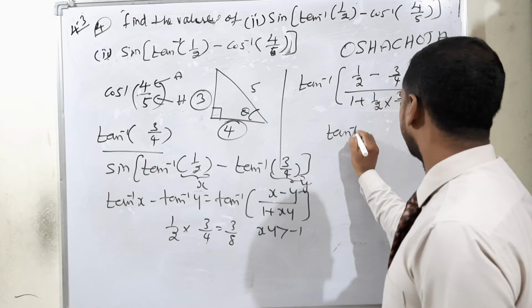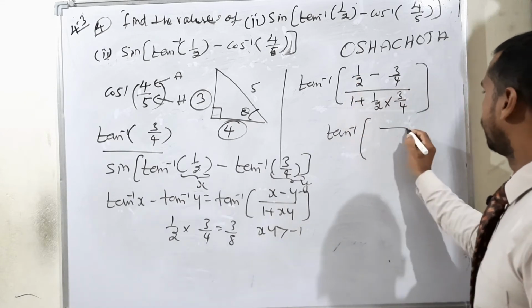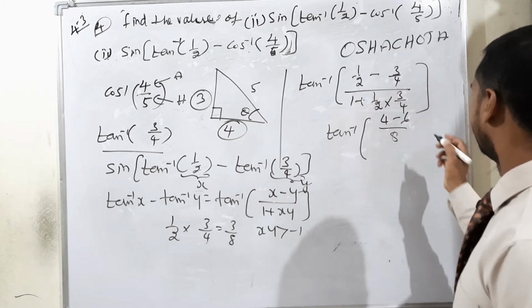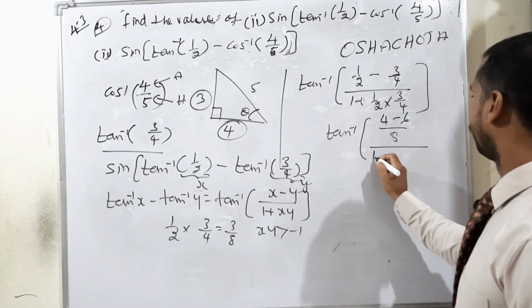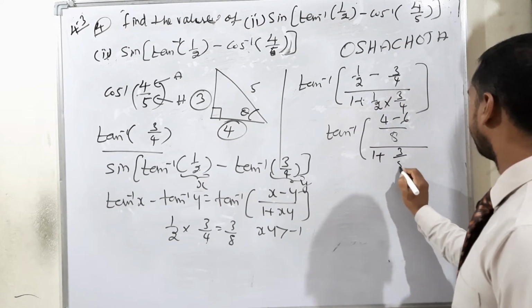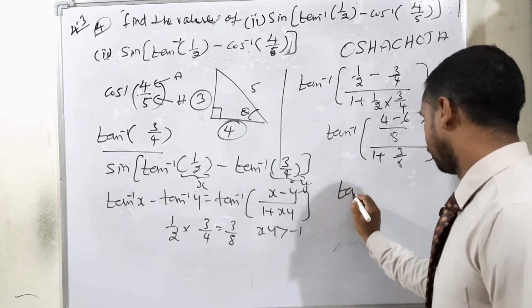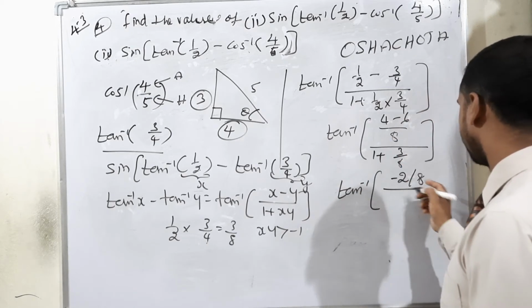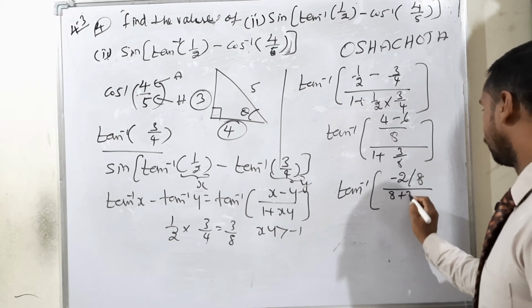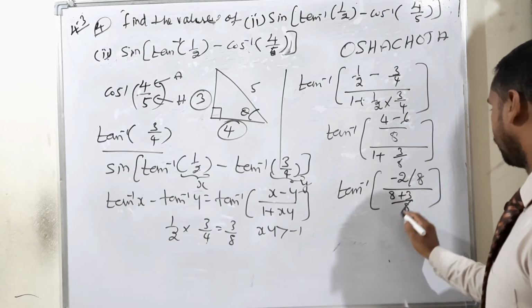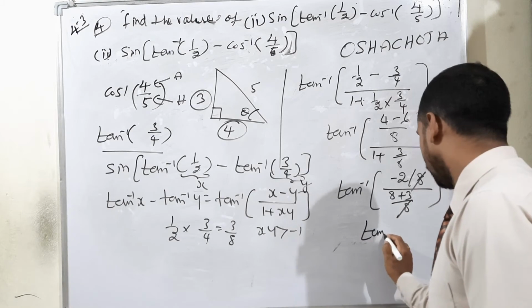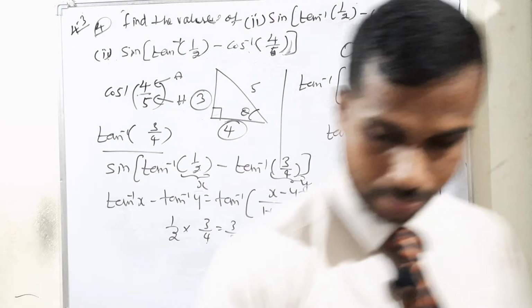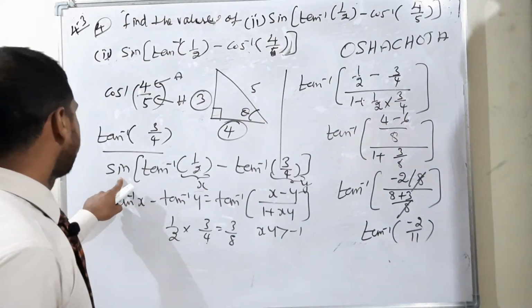Now tan inverse, common denominator 8: 1 into 4, 4 minus 3 into 2 means 6, isn't it? Now the whole term is divided by 1 plus 1 into 3 means 3 divided by 8. Next step, tan inverse of 4 minus 6 means minus 2 by 8. Denominator: 1 into 8 means 8 plus 3 divided by 8. Therefore, 8 and 8 cancel. Now tan inverse of minus 2 by 11. The question actually has the sine outside, isn't it?